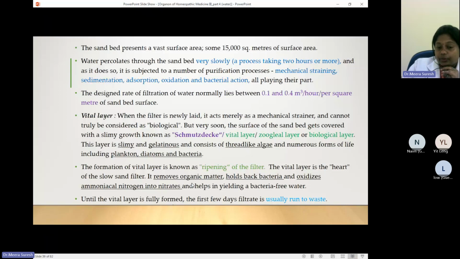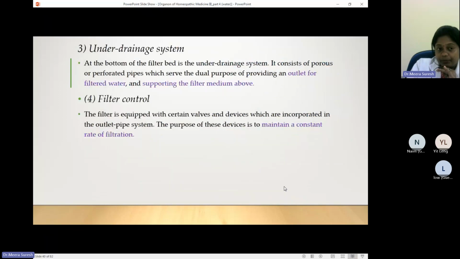So this layer removes the organic matter, holds back the bacteria, oxidizes ammoniacal nitrogen into nitrates, and helps in yielding bacteria-free water. So those are the benefits of this sand layer and also the Schmutzdecke.